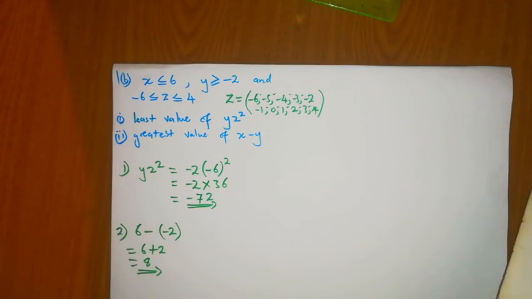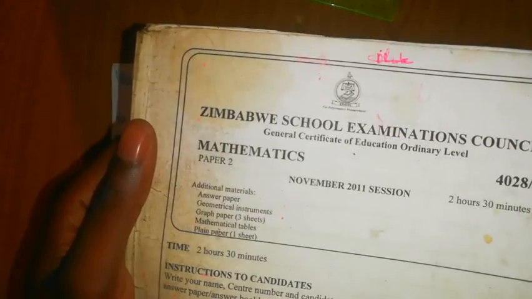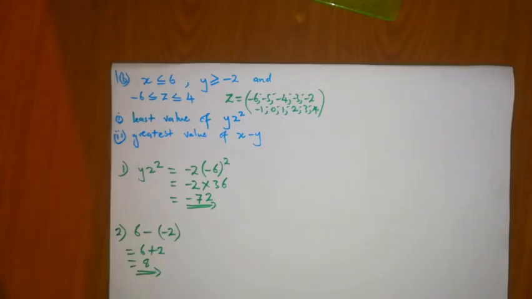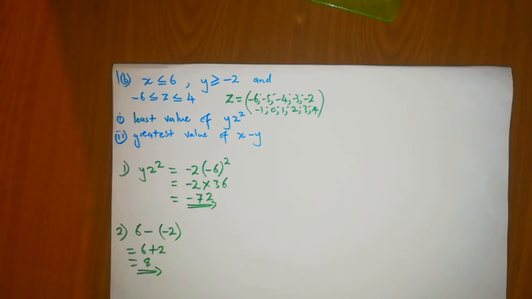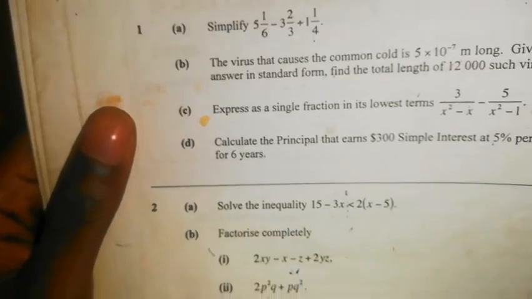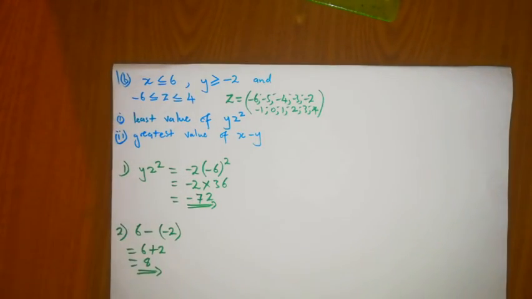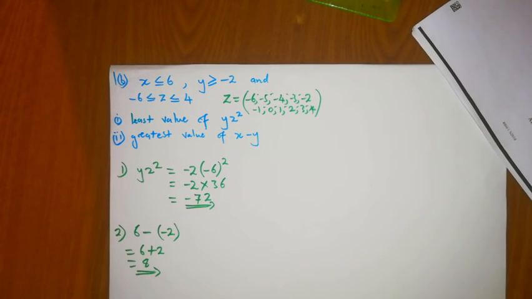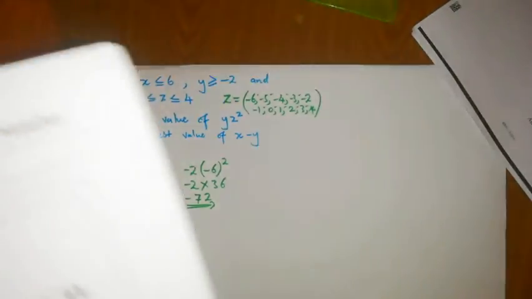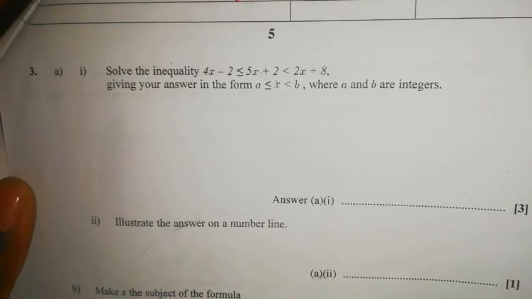Then I'll move on to November 2011, that's a paper 2. We are going to solve number 2A. Solve the inequality. We apply those concepts that I taught you. Then move on to November 2018, that's our paper 2. The question is number 3A. There is the question, solve the inequality.